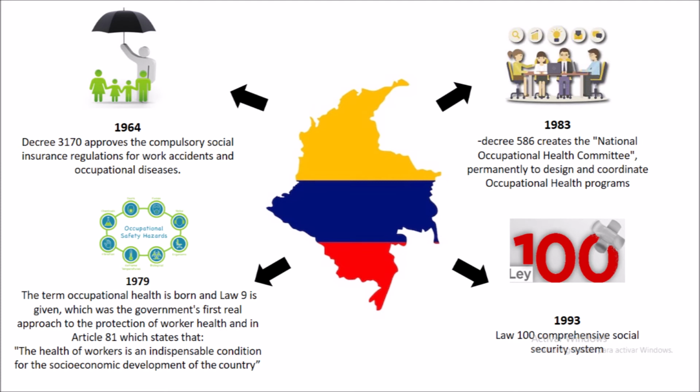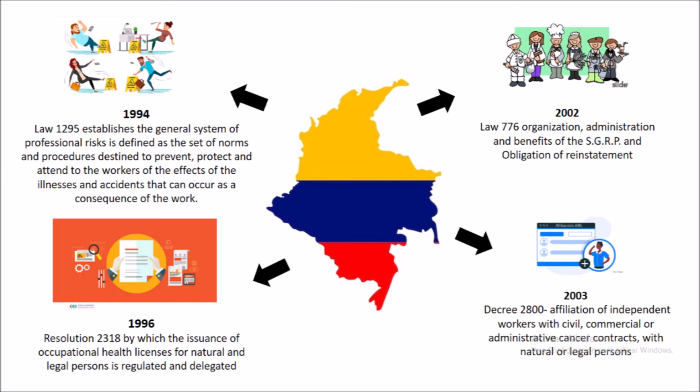In 1983, Decree 586 created the National Occupational Health Committee permanently to design and coordinate occupational health programs. 1993, Law 100, Comprehensive Social Security System. Decree 1295 of 1994 established the General System of Occupational Risks, defined as the set of norms and procedures destined to prevent, protect, and attend to workers from the effects of illness and accidents that may occur as a consequence of work.